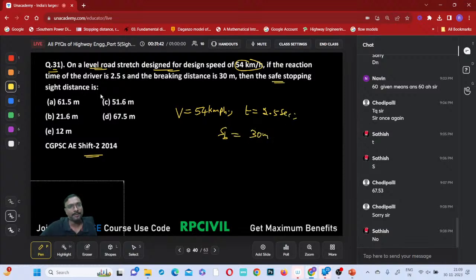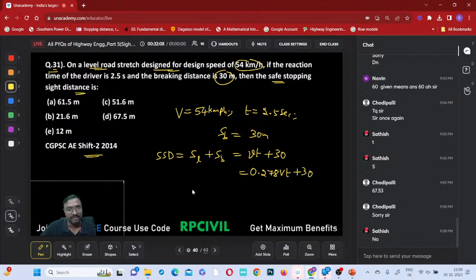Then the safe stopping sight distance is, what is it? SSD will be equal to lag distance plus brake distance. Brake distance is already given as 30 meters. Lag distance is V into t, so SSD is V into t plus 30, or you can also write it as 0.278 into capital V into small t plus 30. Can you write it like this?